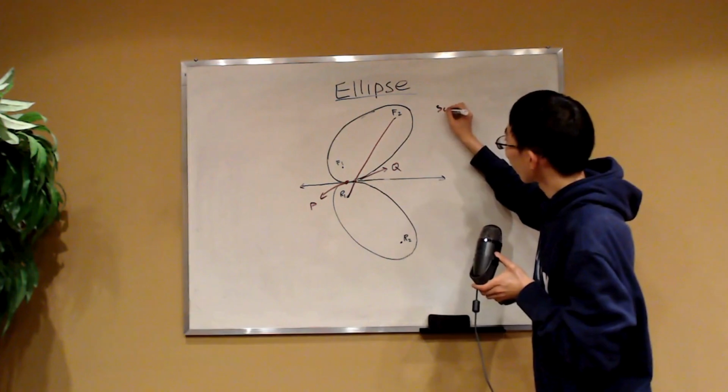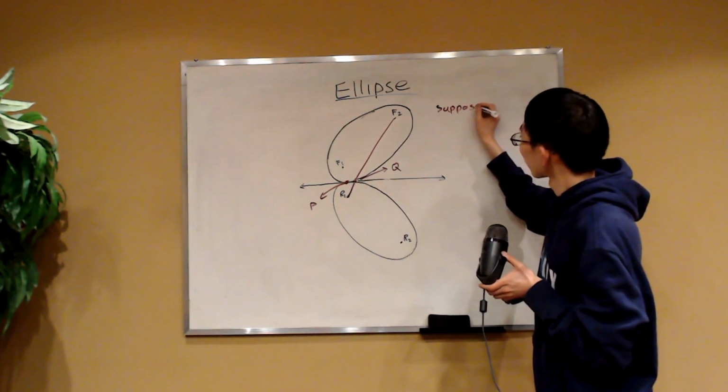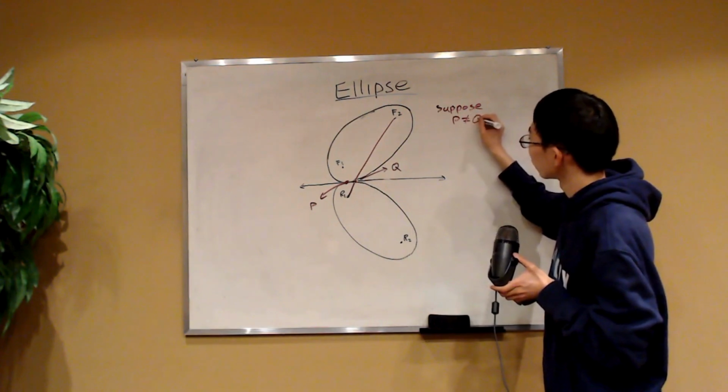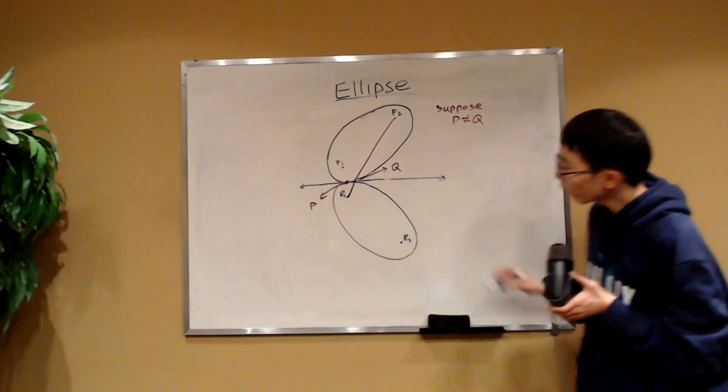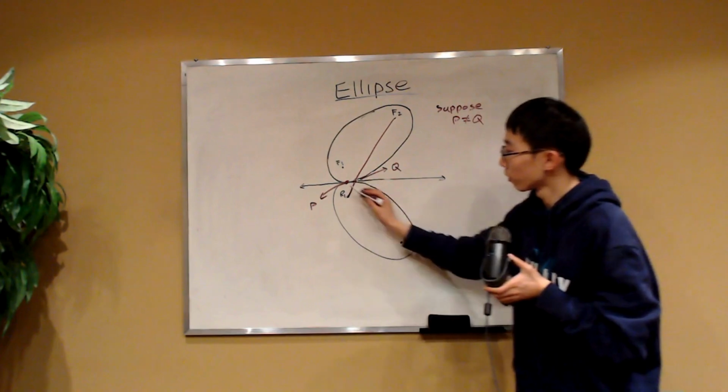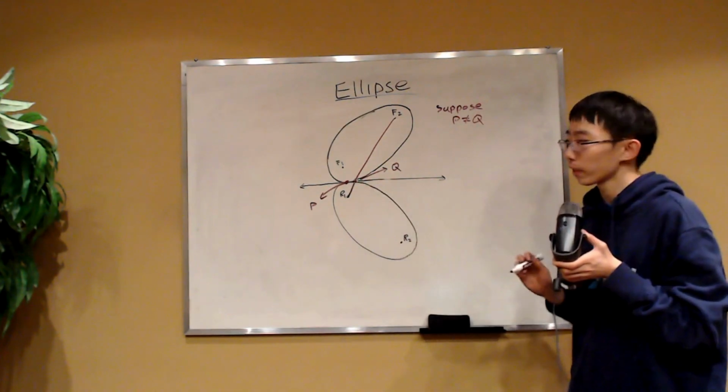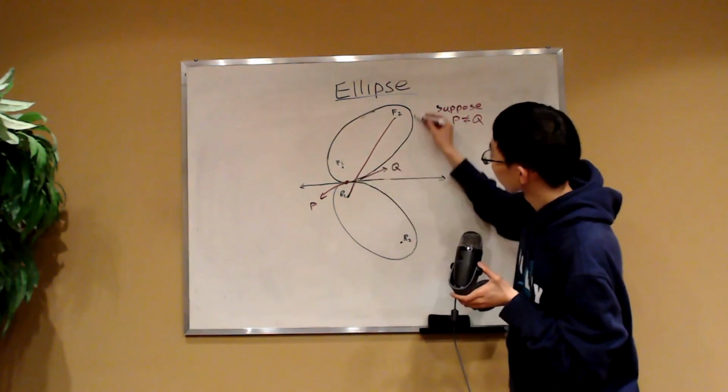Well, first suppose that P is not equal to Q. Then we'll try to derive a contradiction. If Q is not the same as point P, then Q must be outside of this ellipse, right?